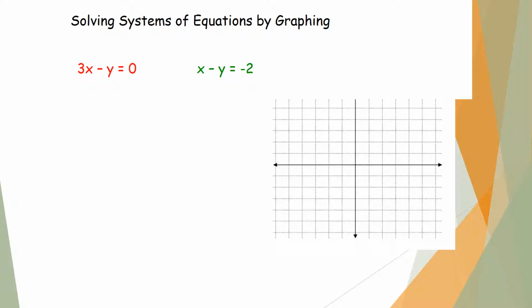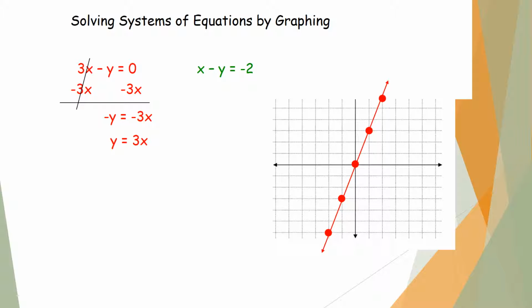Okay, so here's our first system, and we want to figure out what type of solution they have. So we subtract 3x from both sides of the equation. So then this leaves me with negative y is equal to negative 3x. And remember, we need y to have a positive coefficient of 1. So we're going to divide both sides of the equation by negative 1, which leaves us with y equals 3x.